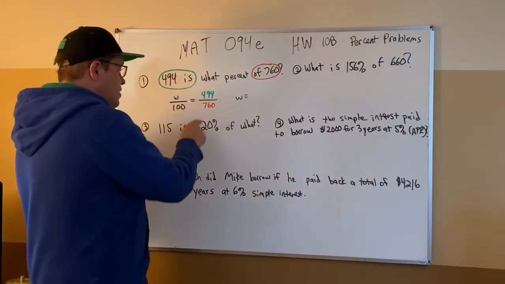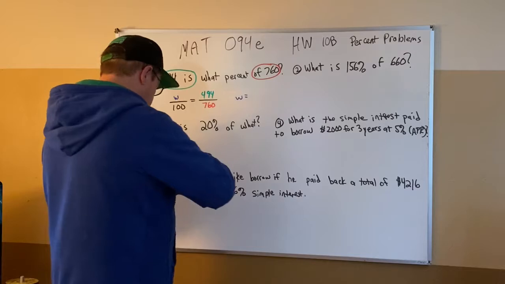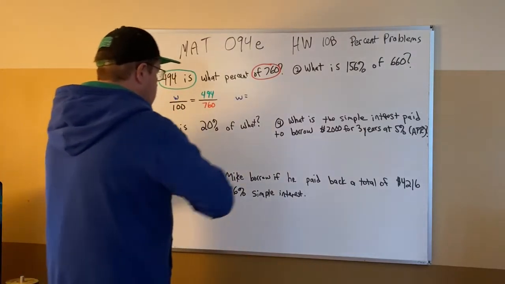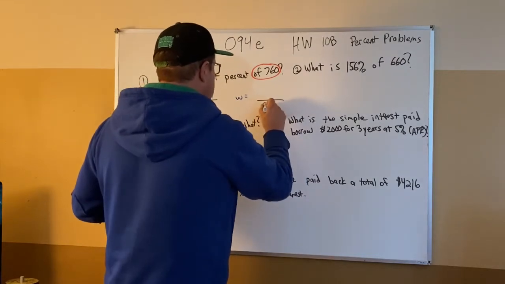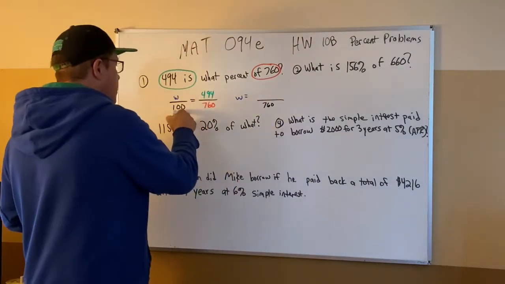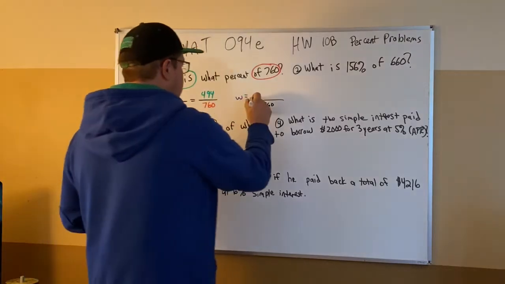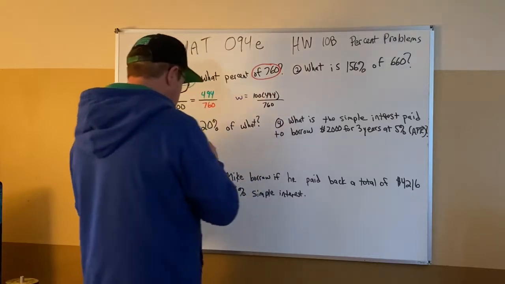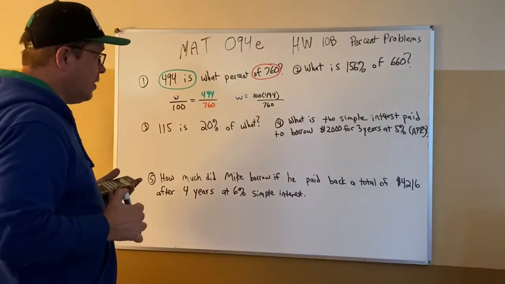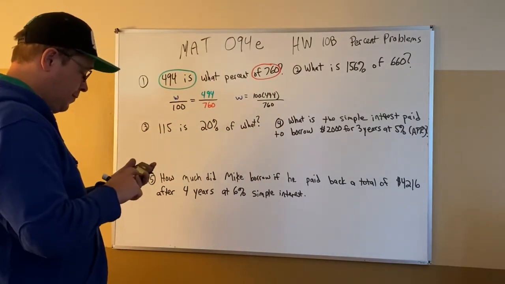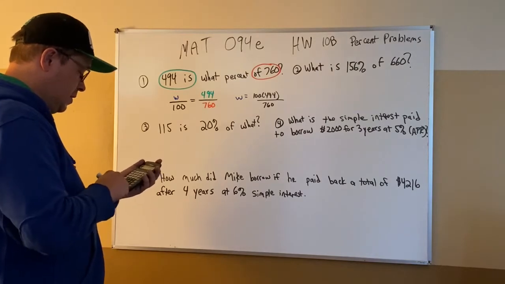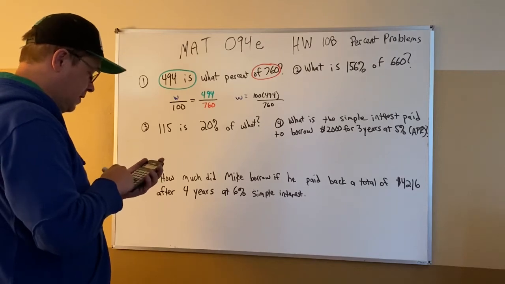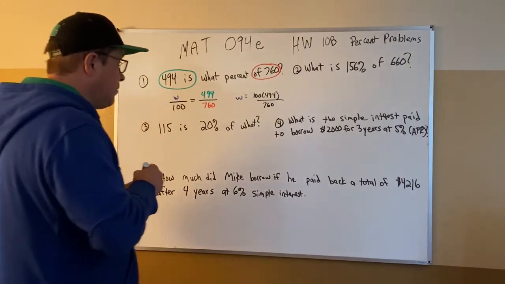Now in this type of proportion, I need to divide by 760. So if the bottom is 760, the top will involve 100 being multiplied by 494. Therefore I'll multiply the two on the top and divide by the bottom number. So 100 times 494, then divided by 760. 65.